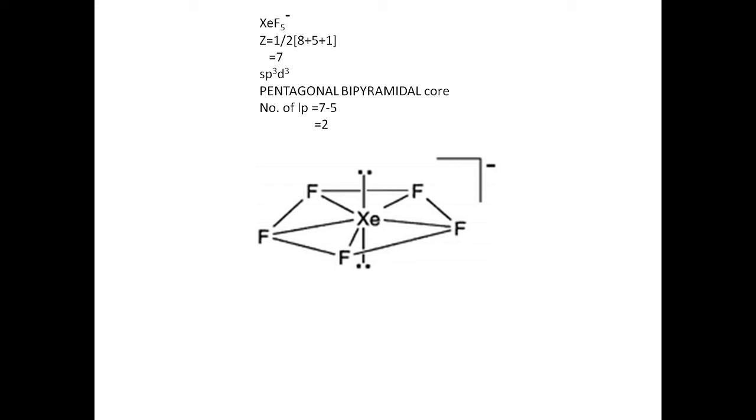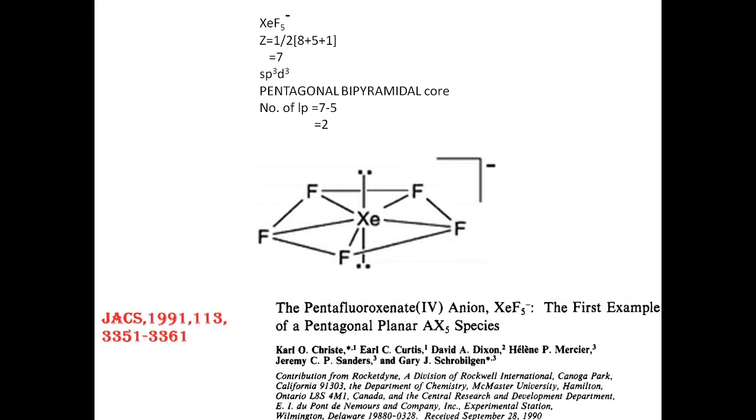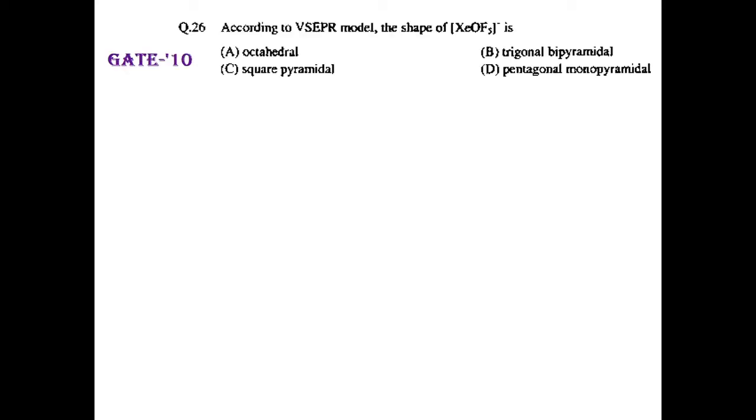That was quite a confusion at the time, and then we got the publication where they mentioned the lone pairs go in the axial position and the original shape is pentagonal planar. So this was the first example, published in JACS in 1991. Coming to the next question, GATE 2010.